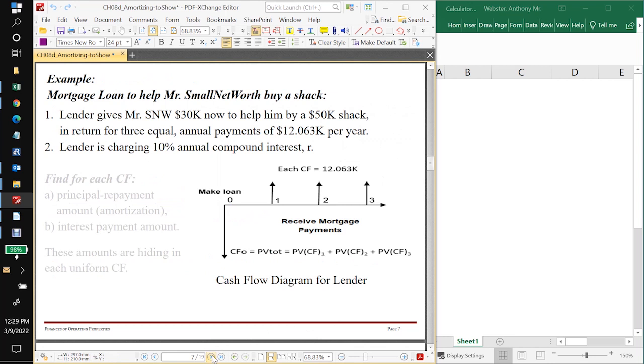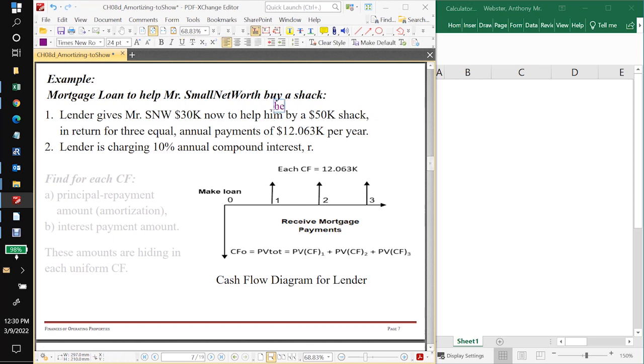So let's illustrate how this works with an example. Let's go back to the Mr. Small Net Worth mortgage example for his shack. And remember, we had a lender giving Mr. Small Net Worth $30,000 now to help him buy a $50,000 shack.